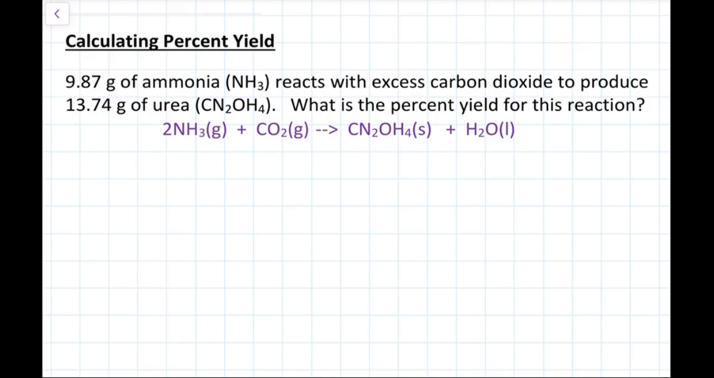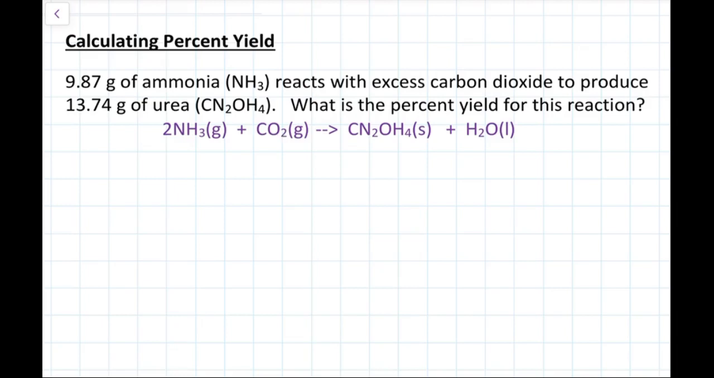So what we have to do here is understand that the wording tells us that we don't have to worry about a limiting and excess reactant, even though, yes, we do have two different reactants given to us in the balanced equation. We have this ammonia and we have carbon dioxide. The problem is telling us the exact amount of ammonia, and it's telling us that it's reacting with excess carbon dioxide. Therefore, we know that our limiting must be the 9.87 grams of ammonia, because it's telling us that the other reactant is in excess. So we don't have to worry about CO2.